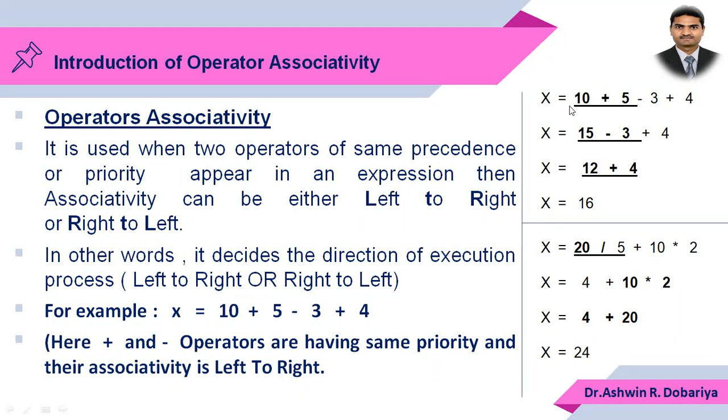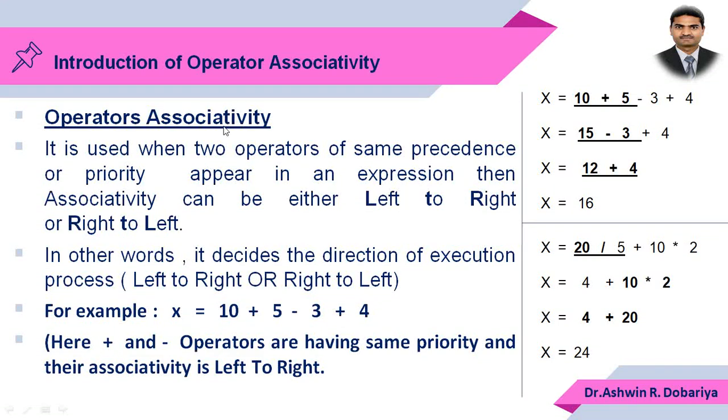What does it mean? Suppose in this example, 10 plus 5 minus 3 plus 4. Here plus, minus, plus. Plus and minus both have equal priority, and when there is equal priority, we verify the associativity. Plus and minus are arithmetic operators, and arithmetic operators have left to right associativity. It means the evaluation direction is from left to right. So first it evaluates 10 plus 5, which is 15, then minus 3 gives 12, then plus 4 gives 16. In that way it evaluates.